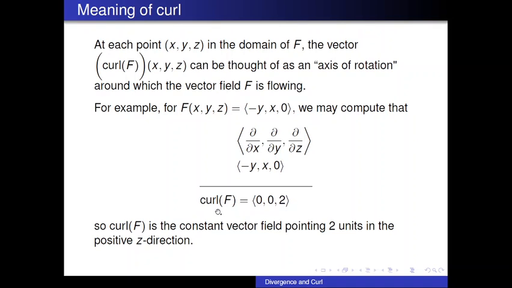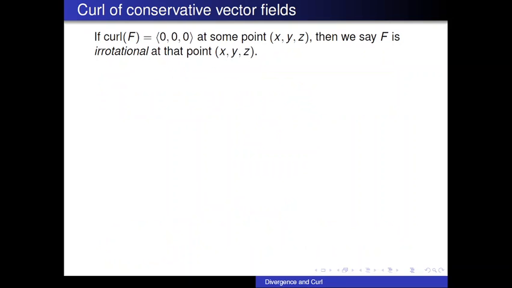Okay, so now we can compute here that curl of F is the constant vector field that is always pointing 2 units in the positive z direction. So that direction is telling us that the z direction is the axis of rotation around which this vector field is flowing. And the length of this vector tells us something about the rate at which that rotational flow is occurring. All right.